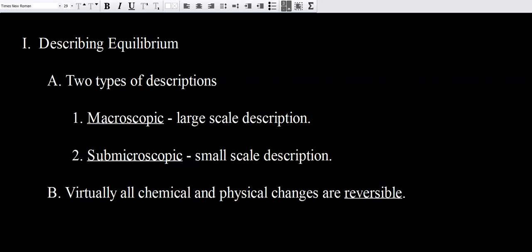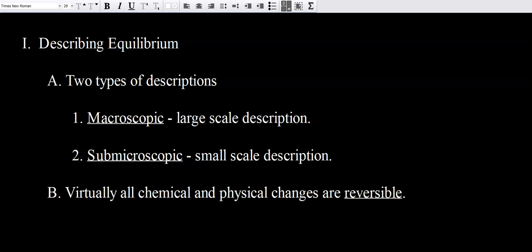Hello, we're going to start our unit on equilibrium. Keep in mind this is in the same chapter in your textbook as kinetics, but these are two very different topics. They're related, but very different topics, so they each should definitely have their own chapter in a textbook. Nevertheless, they don't in this case.